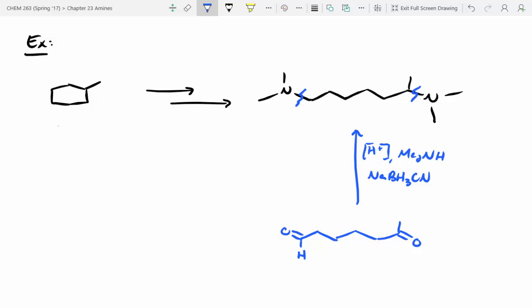Thank you. Then if we look at this one, how the heck can we make an aldehyde and a ketone from something that used to be cyclic? Ozonolysis. So we probably had methyl cyclohexene, right? And we can do this using ozone. And then what's our workup step? DMS or zinc and water or something like that.